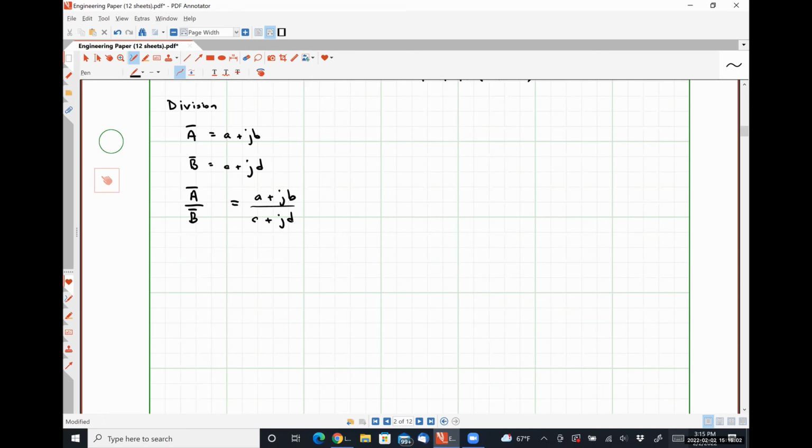Now this is a little bit of a problem because our expectation here is that if we take two rectangular form complex numbers and divide them, the resultant should be a rectangular form complex number. How we're going to force that to happen is by multiplying by the conjugate of the denominator divided by the conjugate of the denominator. So B conjugate would be c minus jd.